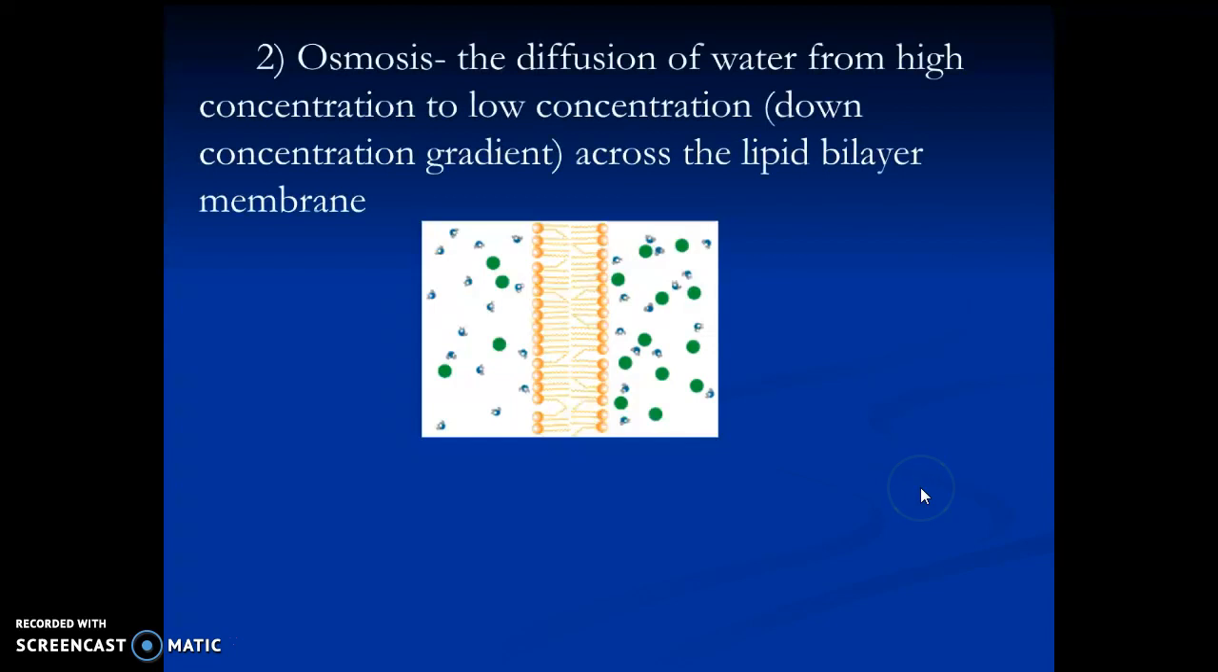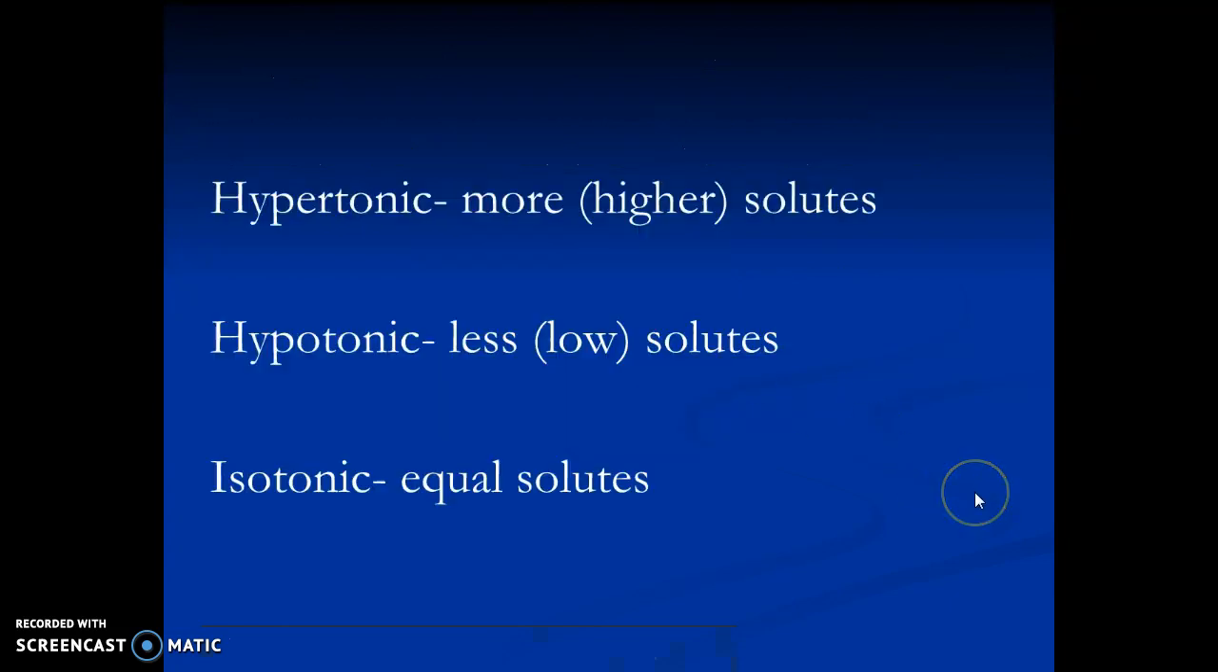The second one is osmosis. This is just the diffusion of water from high to low. Simple diffusion itself could be the diffusion of any type of small neutral molecules from high to low concentration across the membrane. Osmosis is just the diffusion of water. So if there's more water over here and less water over here, water is going to move to where there's less, from high concentration to low concentration.